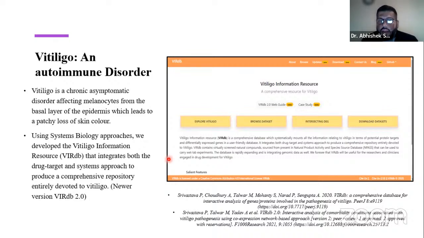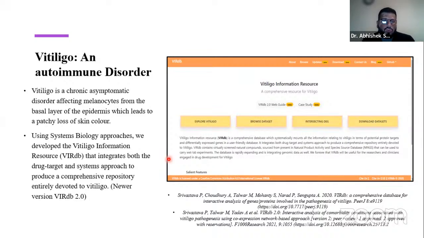We have also done some work where we have built correlational networks between vitiligo and multiple sclerosis, then rheumatoid arthritis, and psoriasis, etc. And we are also working on connecting it to other diseases like thyroid, hypo and hyperthyroidism, and then diabetes, etc.